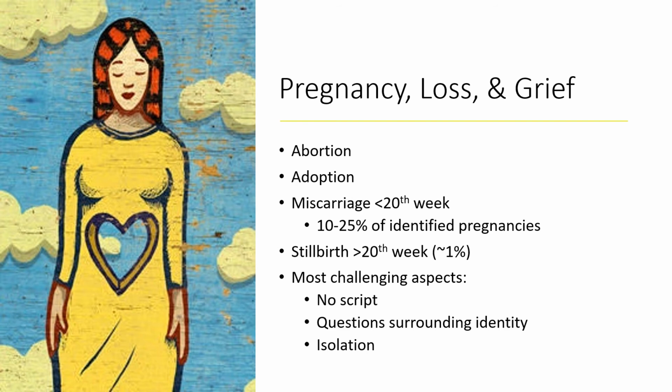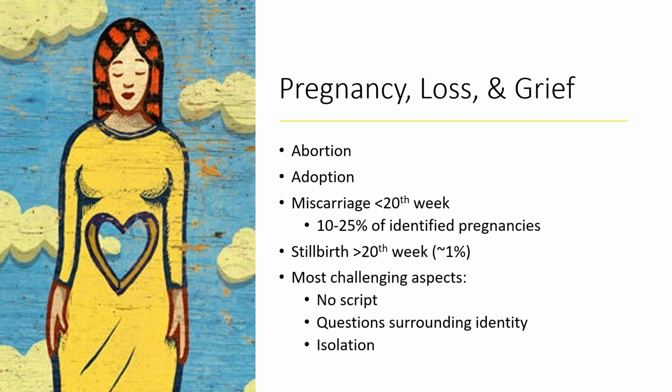Miscarriages, which are the death of embryos or fetuses before the halfway mark, before 20 weeks, are super common. They're about 10 to 25% of identified pregnancies, and probably more women who don't even know that they are pregnant and maybe just have a little bit of a heavier period. Stillbirth is less common, about 1% of pregnancies, and that's over 20 weeks. That's pretty shocking because it is less common and a baby has grown quite a bit more, so that can be particularly difficult.